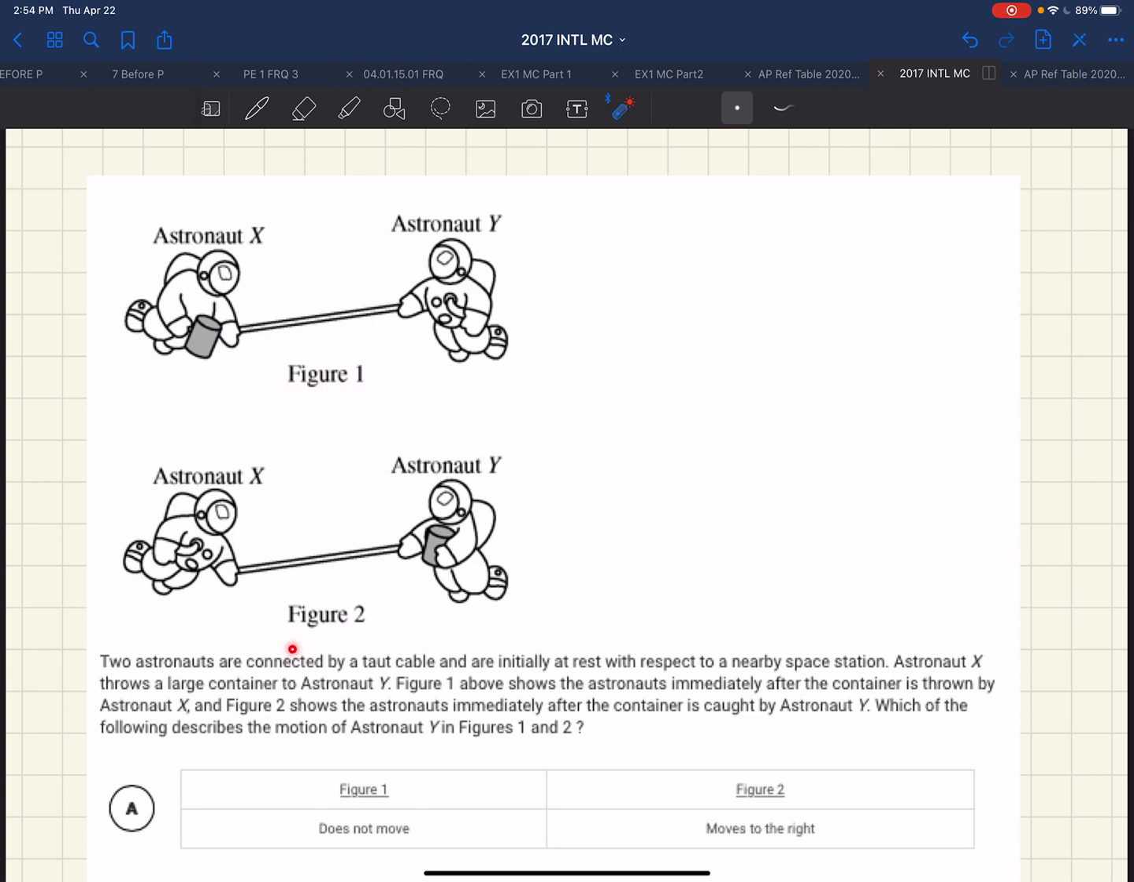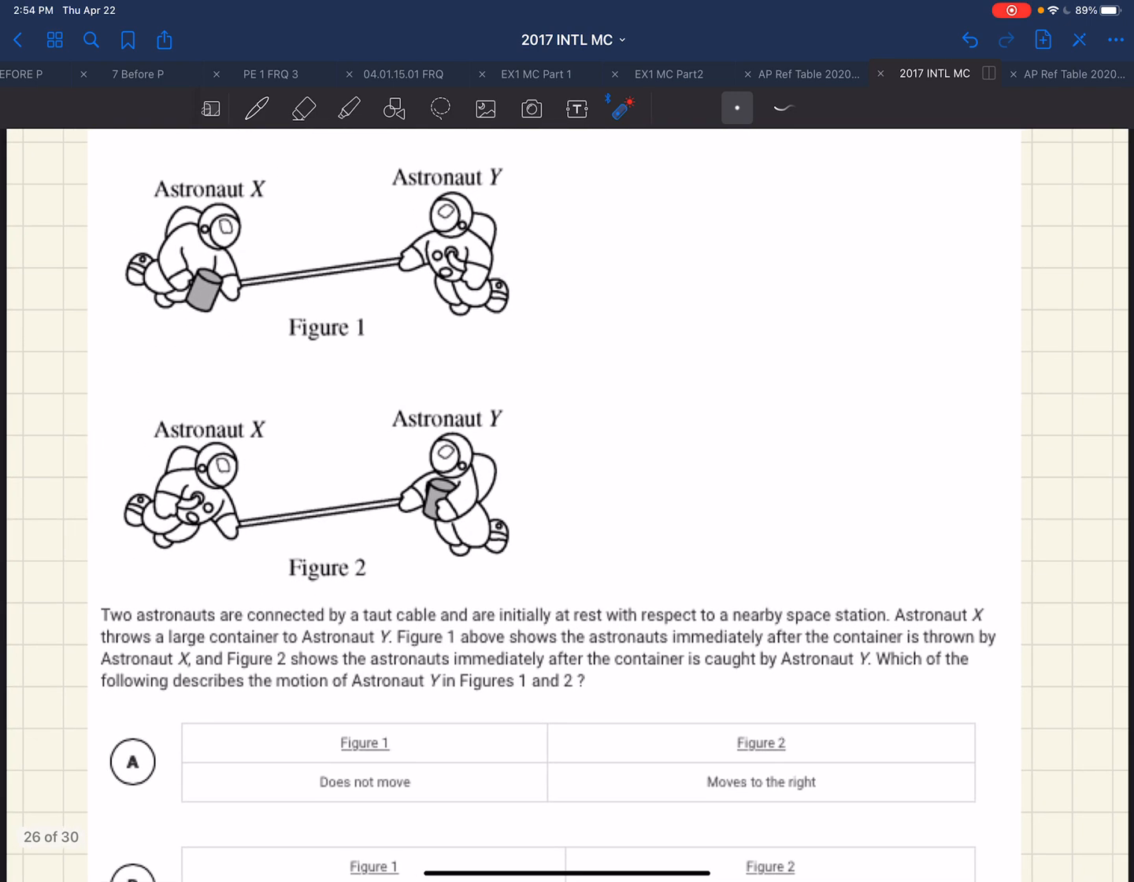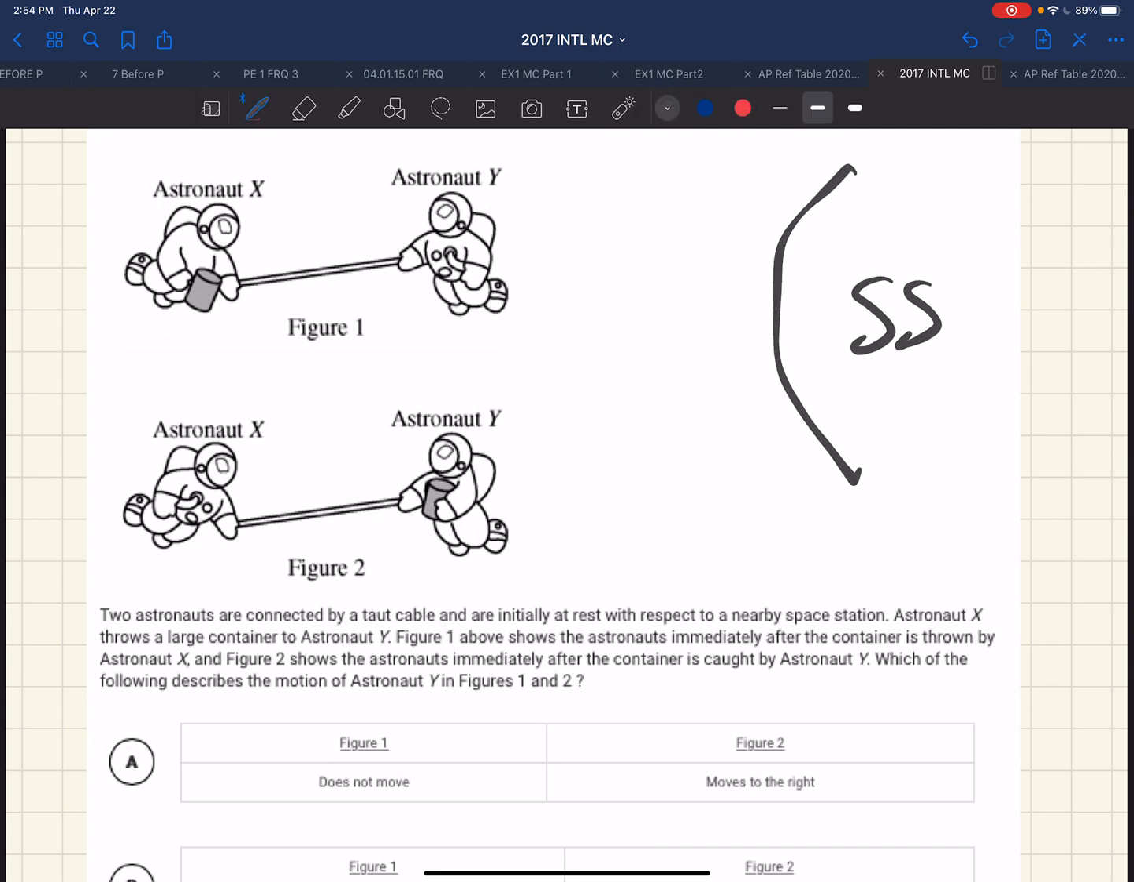That's figure one. Figure two, we're looking at it and the containers have switched from X to Y. So that's just what we observe. So they're connected by the taut cable. Initially at rest with respect to a nearby space station. Okay, that's fine. We don't see the space station, but we can draw that in here like this. So here's our space station.